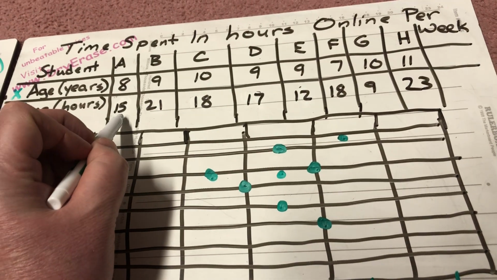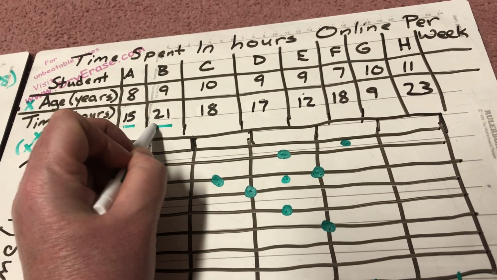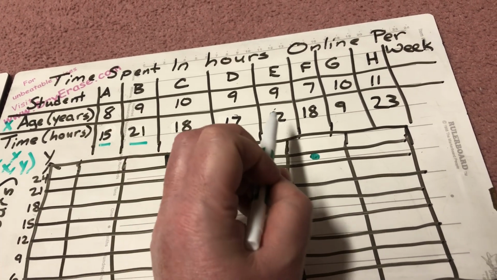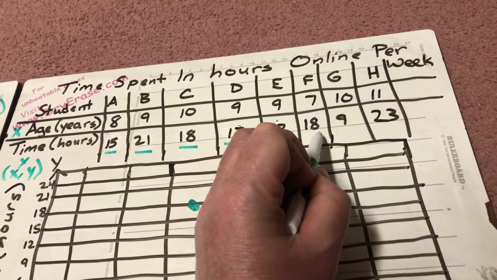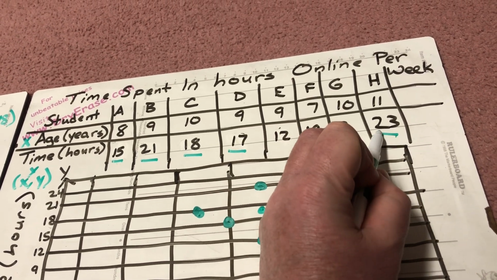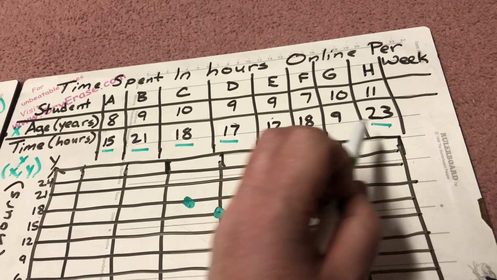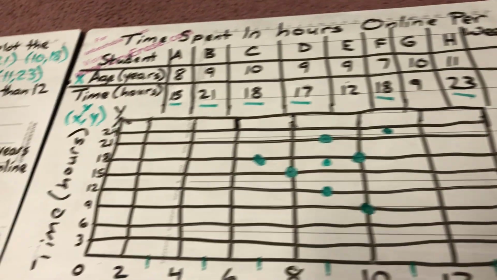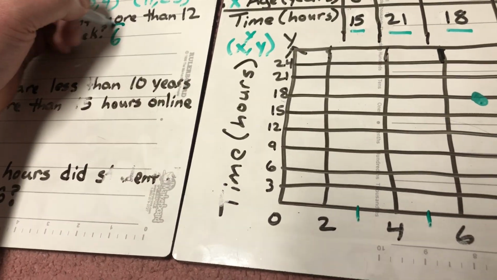Well, that's more than 12. That's more than 12. That's more than 12. That's exactly 12, but it's not more than 12. So 18 is greater, 9 is less, 23 is greater. So it looks like 1, 2, 3, 4, 5, 6 students spent more than 12 hours online.